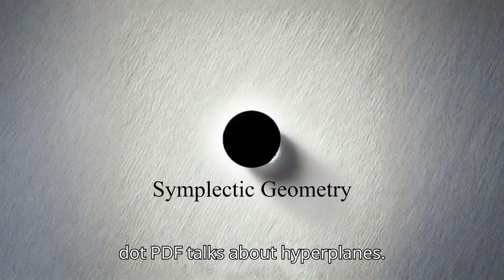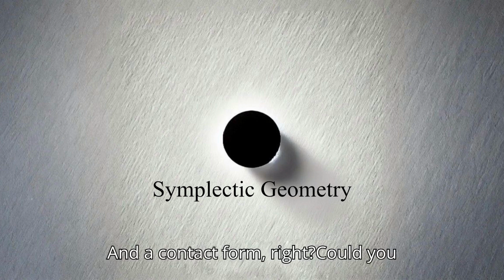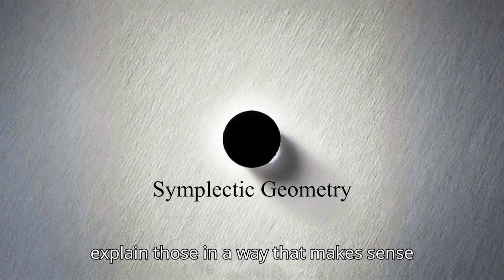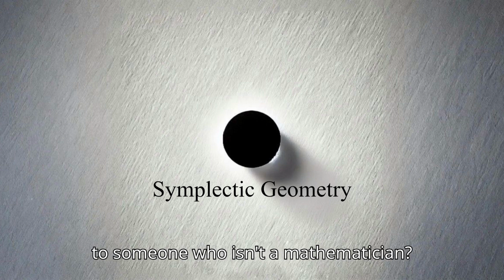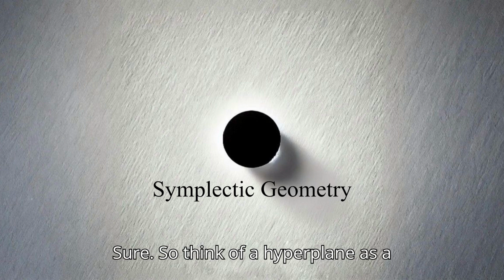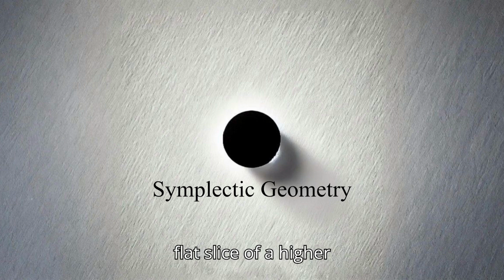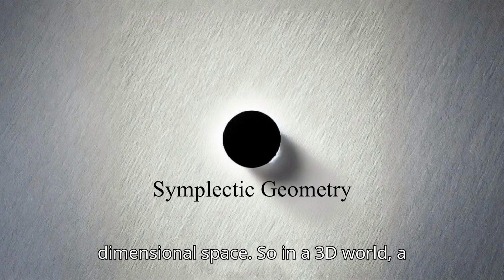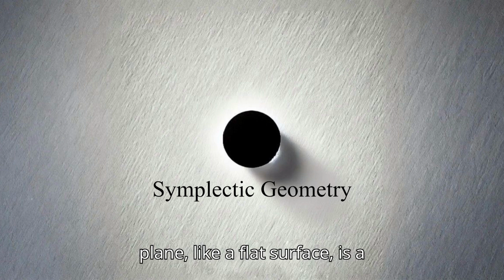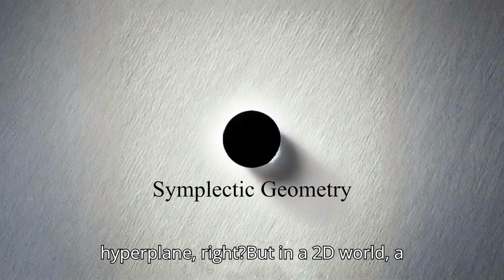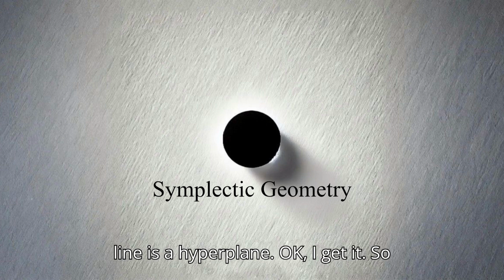But Arnold-Givental.pdf talks about hyperplanes and a contact form. Could you explain those in a way that makes sense to someone who isn't a mathematician? Sure. So think of a hyperplane as a flat slice of a higher dimensional space. So in a 3D world, a plane, like a flat surface, is a hyperplane. But in a 2D world, a line is a hyperplane.